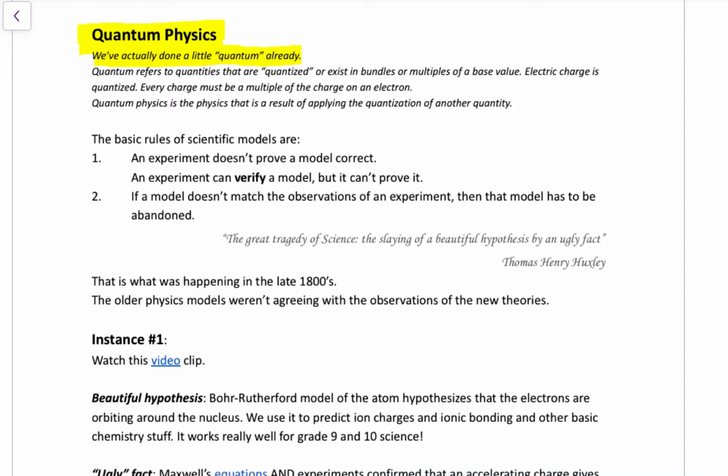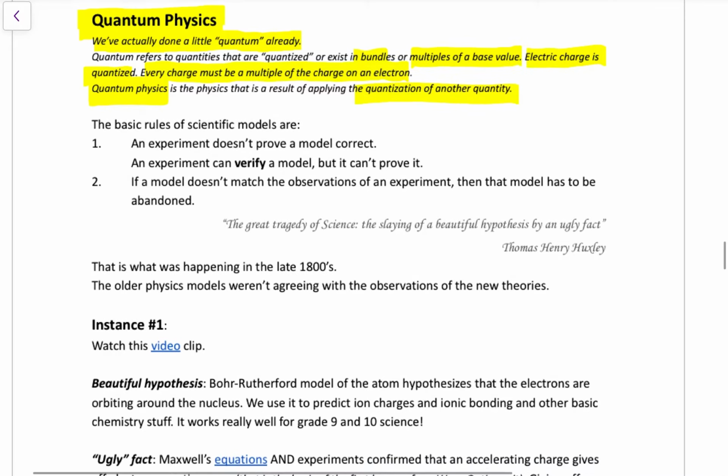Quantum is just a translated word that basically means a quantity that's delivered in bundles or multiples of a base value. When we looked at the Millikan lab and the charge on an electron, that was our first of a few times when we got to quantum. Electric charge is quantized. Every charge must be a multiple of that base charge, the charge on a single electron. When we talk about quantum physics, usually we're not referring to the charge. It's another quantity that we'll get to as we work through this.